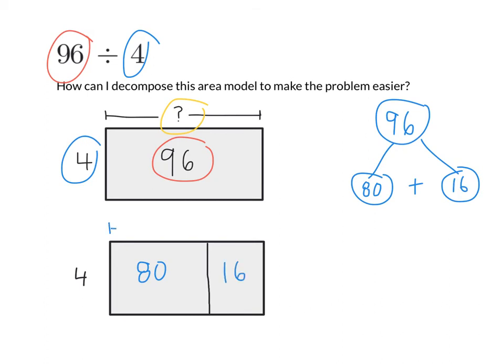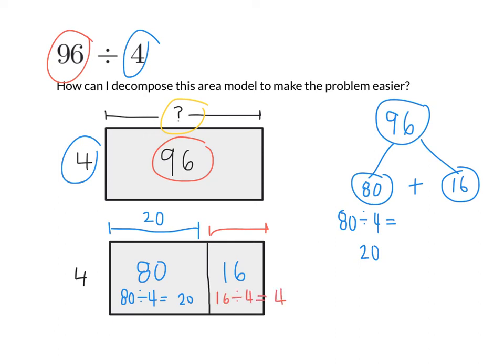So in order to find this length right here, I would have to do 80 divided by 4. What is 80 divided by 4? 20, which means this length right here must be 20. Because I know that 80 divided by 4 equals 20. Now, how can I find this length right here? Varshini? I have to do 16 divided by 4, which is 4. So that means that that must be 4. So it's because over here, 16 divided by 4 equals 4.